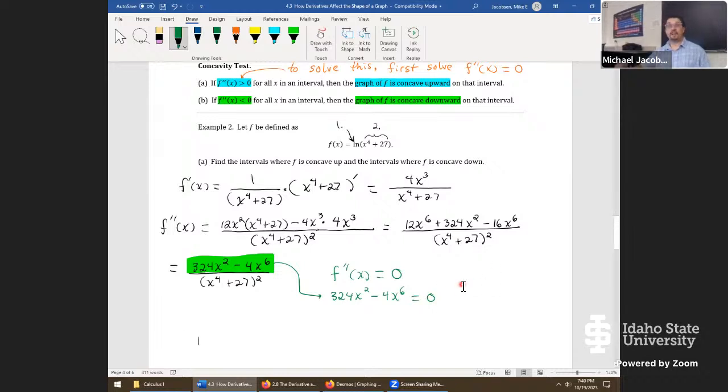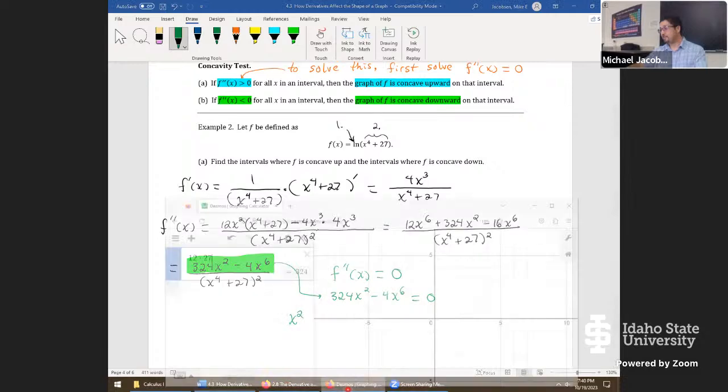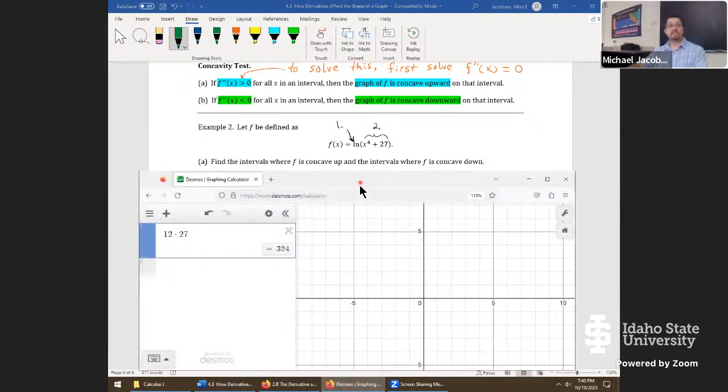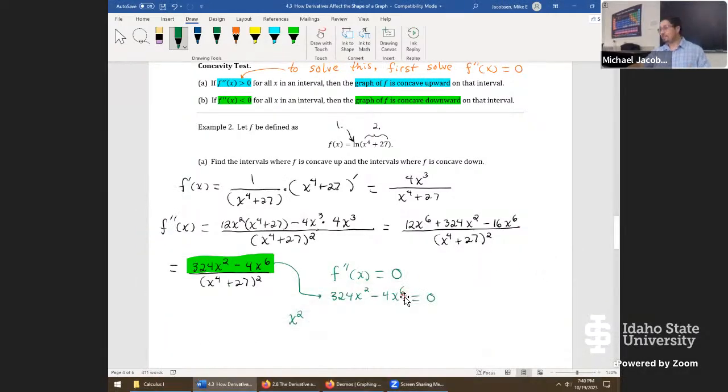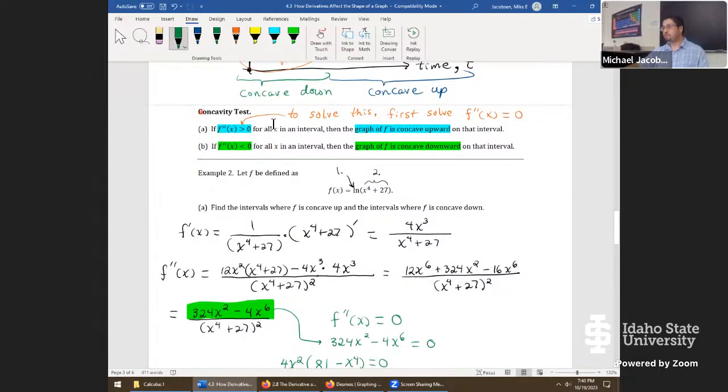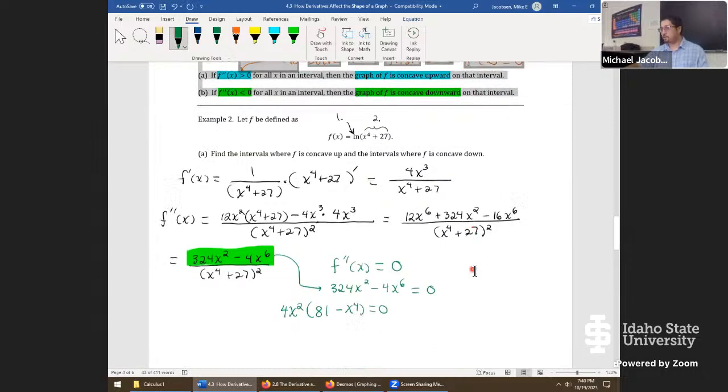So instead, let's just factor this. That's our go-to method. I know we can factor out an x squared. That's the lowest power that appears in both of these terms. My hope is we can factor out a 4. Let me test that out. Awesome. Do you see how many it goes in? Thanks for checking that out. So let's factor out a 4x squared. And 81 here minus x power 4 right here. And all that is set equal to 0. I'm running out of space to see the concavity test. Let's put it down below for a moment.